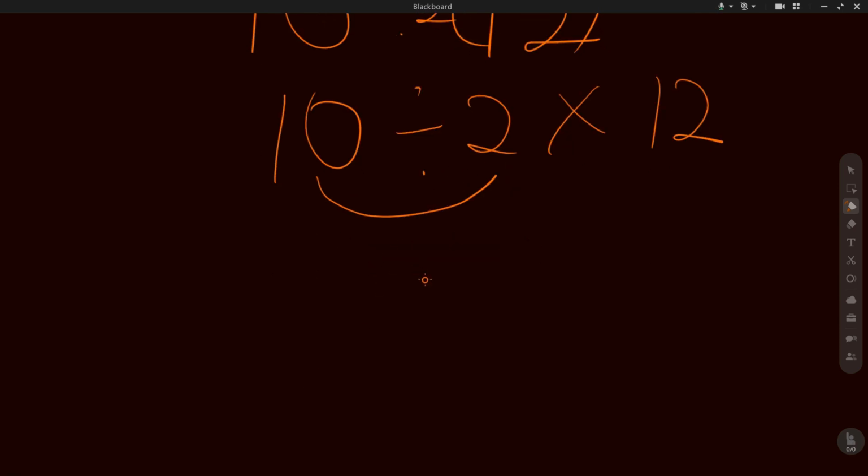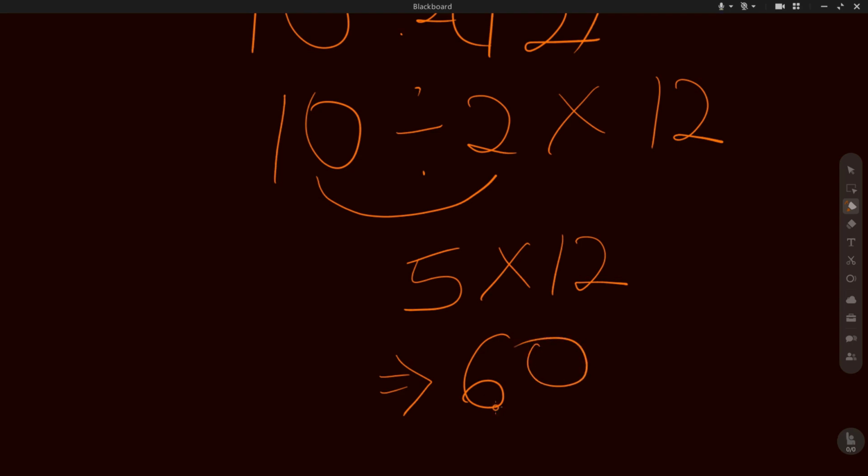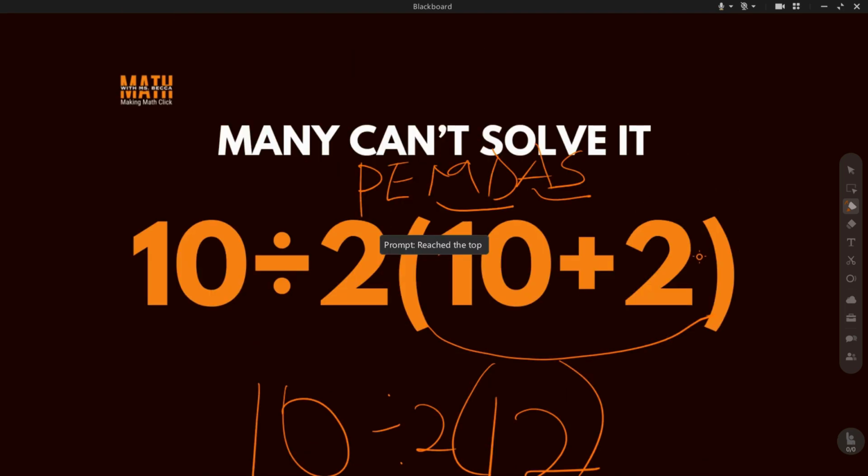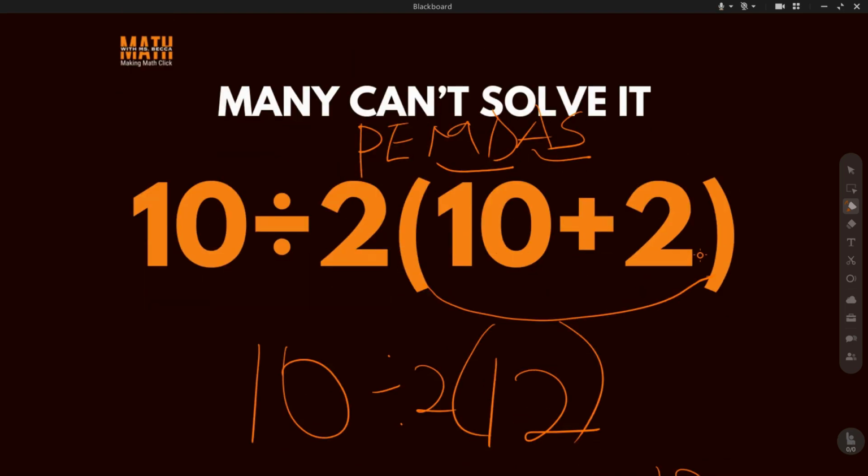So 10 divided by 2 gives 5, and this becomes 5 times 12. And 5 times 12 is 60, which is the correct answer. So if you solve it the other way, you will be getting the wrong answer. So this is the correct way to solve it.